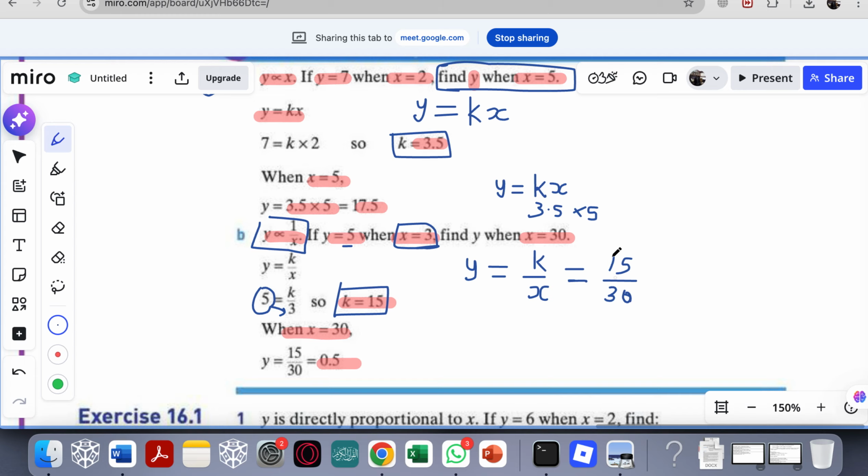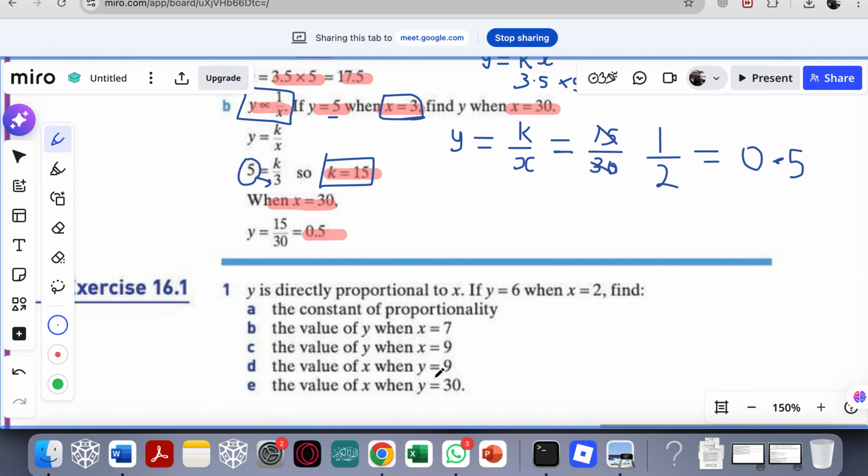It's half because 15 is half of 30. So the answer is 1 over 2, or you put it in decimal, which is 0.5. If you leave it as 1 over 2, you are okay, you are correct. You don't have to bother, especially if it's a non-calculator paper, paper 2. Or you can put 0.5, whichever, it's okay. So that's how we got 0.5.